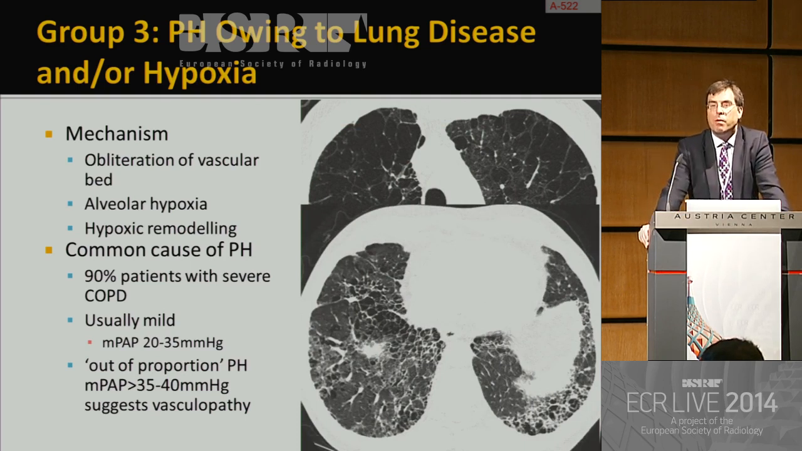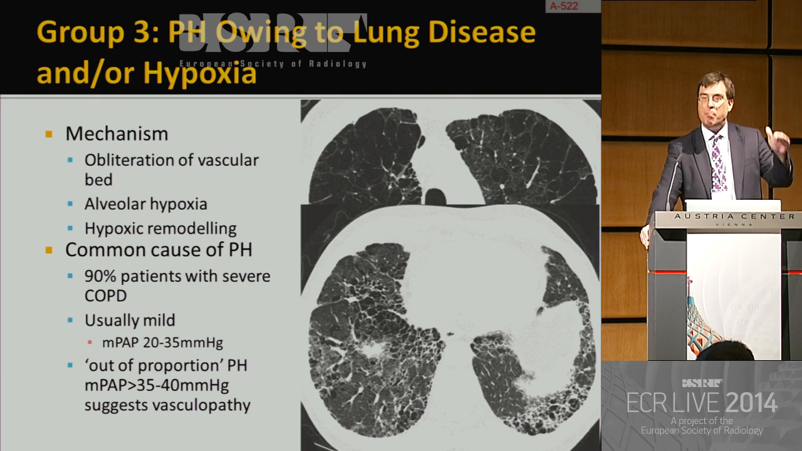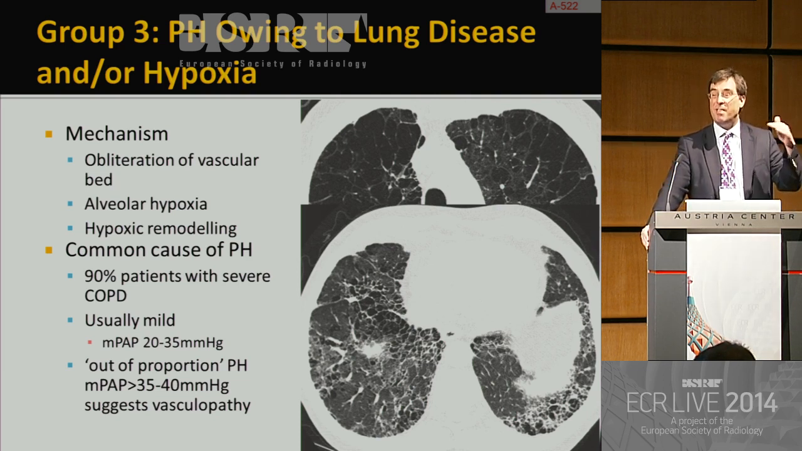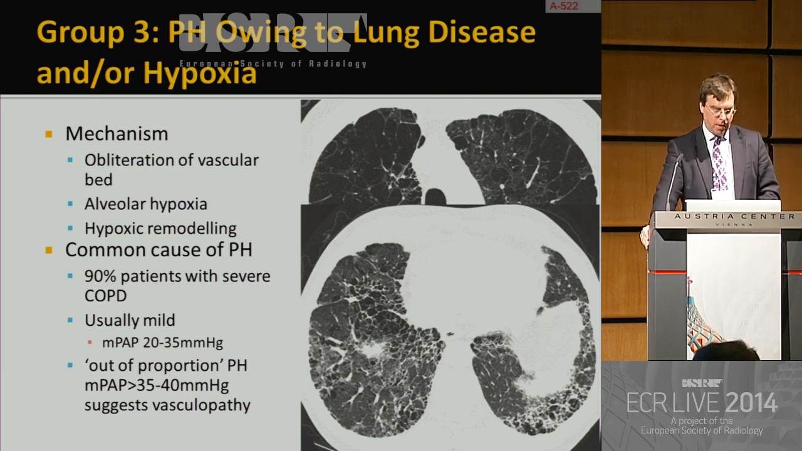It is important to recognize that the severity of pulmonary hypertension in patients with chronic lung disease is usually not that severe. It's difficult to push your mean pulmonary arterial pressures beyond 35 millimeters of mercury with pure lung disease. If you see arterial pressures higher than that, it suggests there's something else going on, such as associated small vessel disease. We'll mention it.